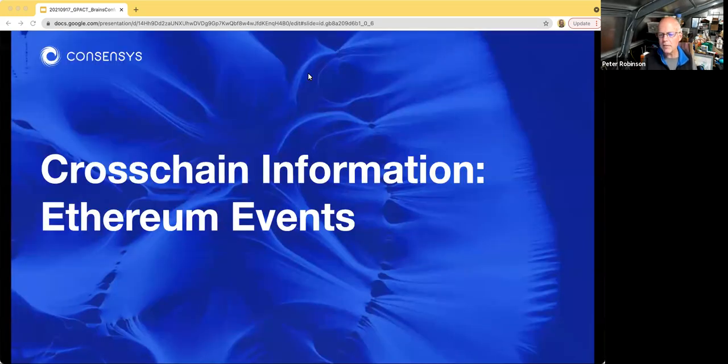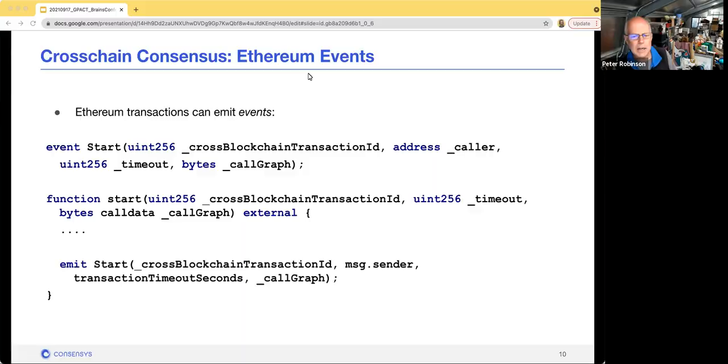So I've talked about events that get emitted, and so that's all about Ethereum events. In a contract in Ethereum, you can have an event defined, which is a little bit like a function call, but it's really just a name of an event and a set of parameters, and they get emitted, and you can do this programmatically. So you could have this start function, which emits that start event.